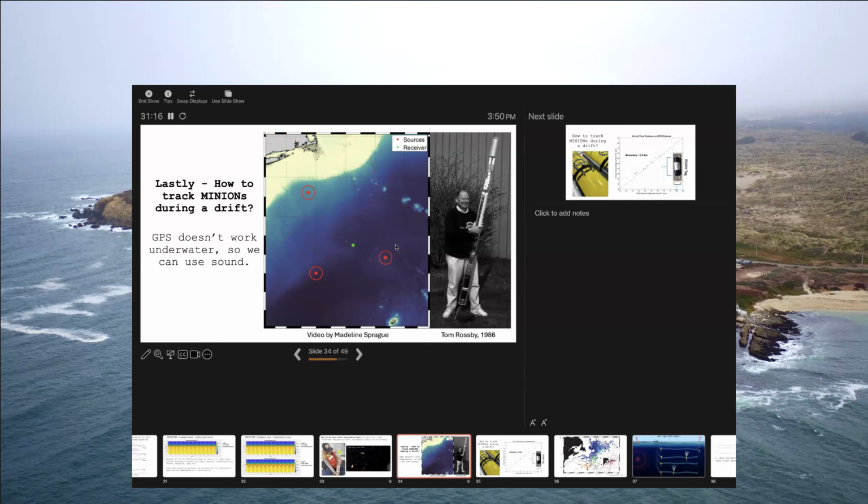We have an acoustic receiver on board that is specifically looking for the sweep that those sources produce. And all it does is correlate and say, okay, what's the scale of what I'm hearing? Is it good? What time is it? And so we can triangulate the position of the target, the Minion float, based on the arrival time of these different sources.